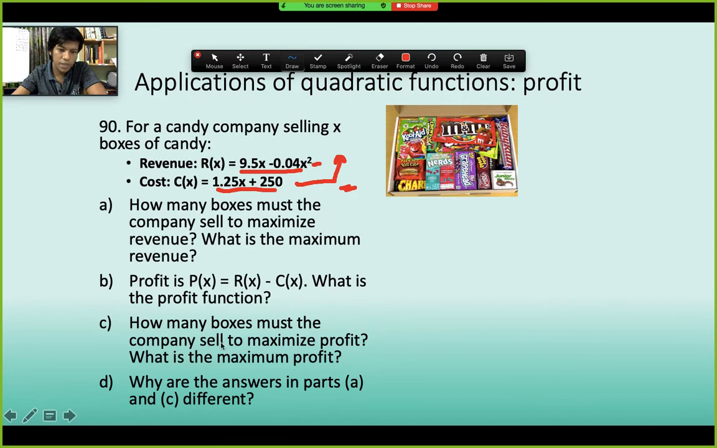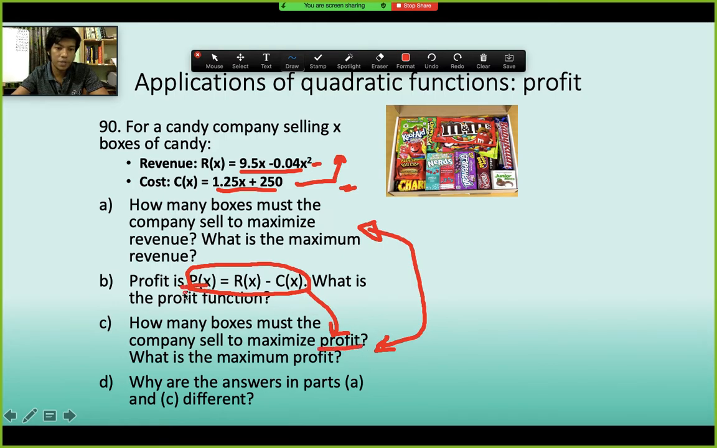Then, how many boxes must the company sell to maximize the profit? What is the maximum profit? So there are also two questions, just like A number. A number and C number are the same type of question. See, there are A, B, two questions here. The only difference is we have to use the formula now. For solving this C number, we have to use the function obtained in B number. That's the difference. Because how many boxes must the company sell to maximize the profit?